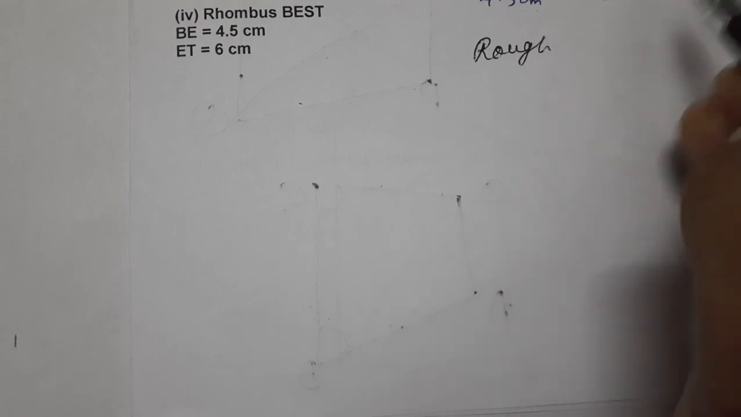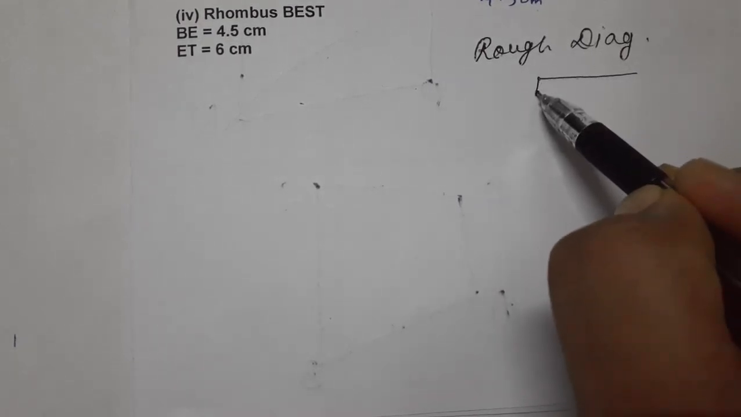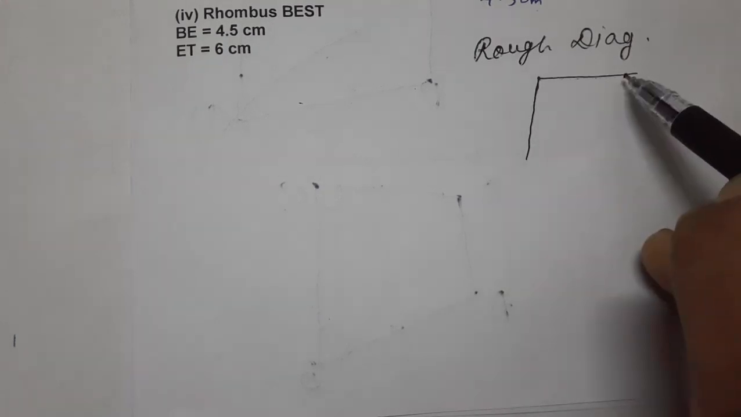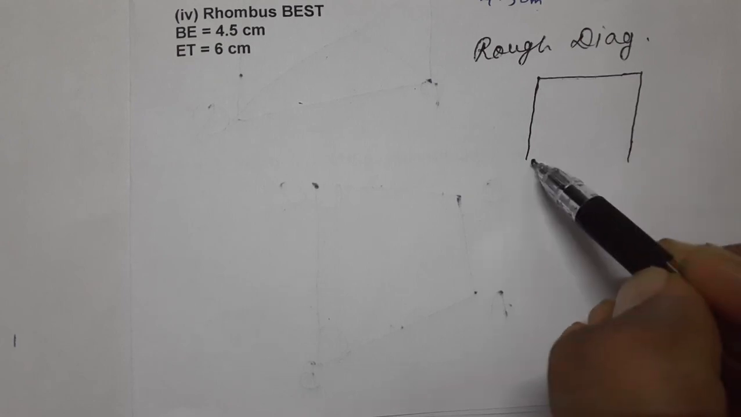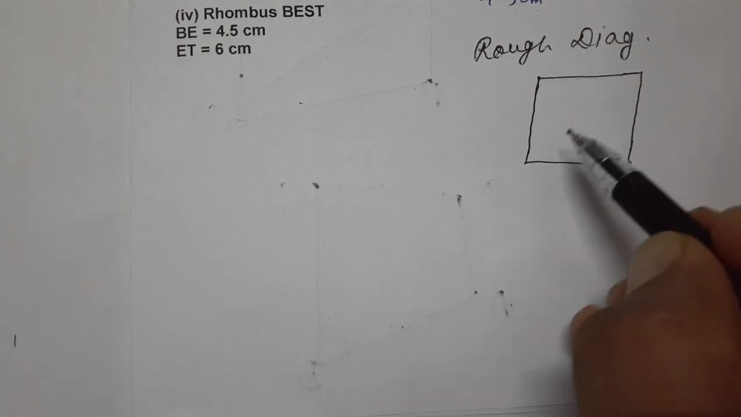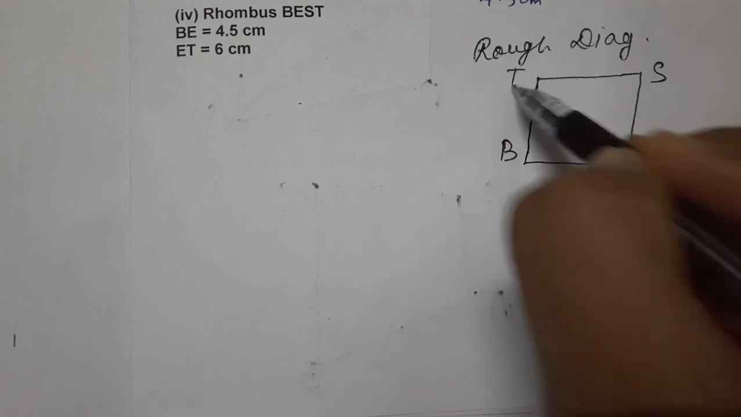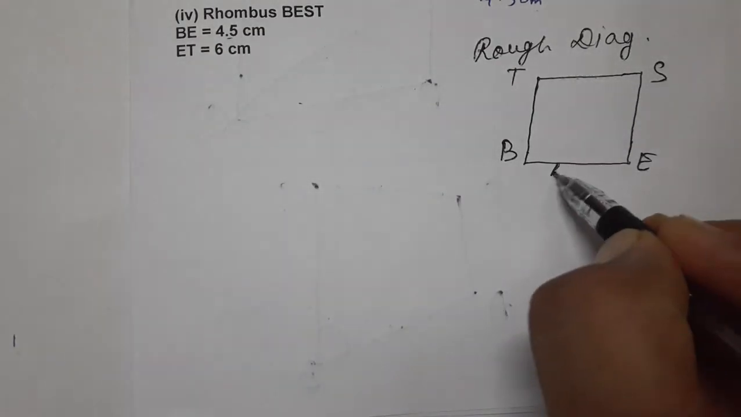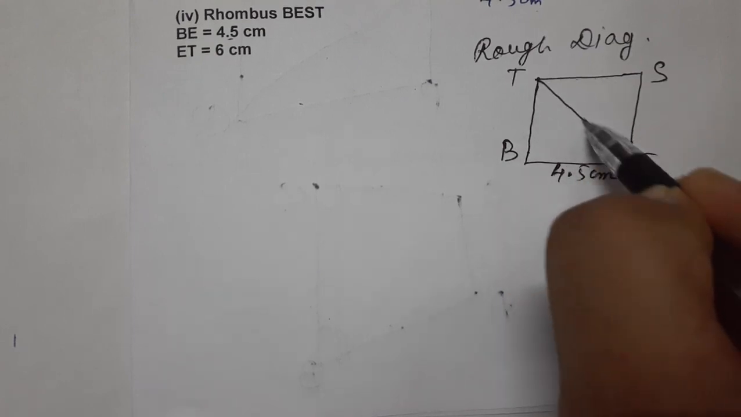Now let's do the fourth part. Rhombus BEST. Rough diagram again. In a rhombus all sides are equal. We know this, so we will make use of this property. BEST, B-E-S-T. BE is 4.5, ET is 6.